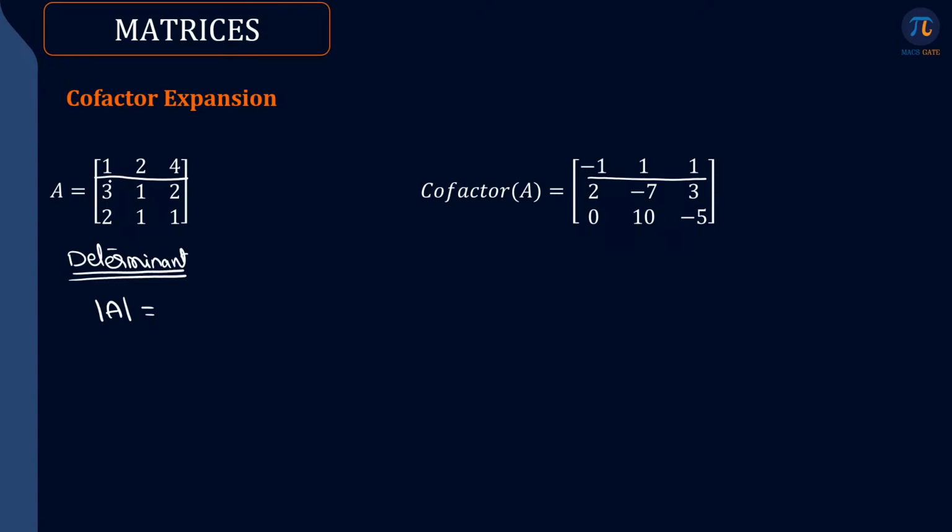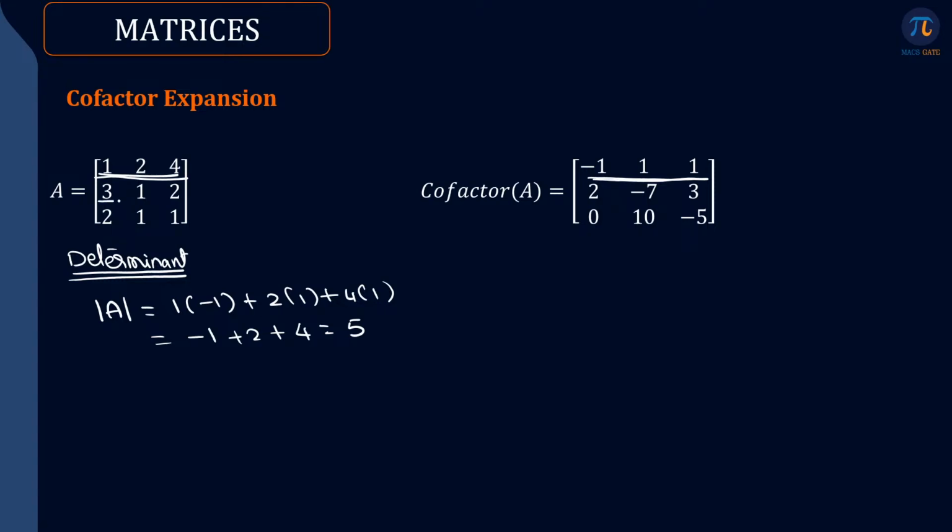So, first row elements multiplied with the corresponding cofactors and added: 1 into minus 1 plus 2 into 1 plus 4 into 1. That is minus 1 plus 2 plus 4. So the determinant of this is 5. Actually, you can take any row or any column and still get the determinant.